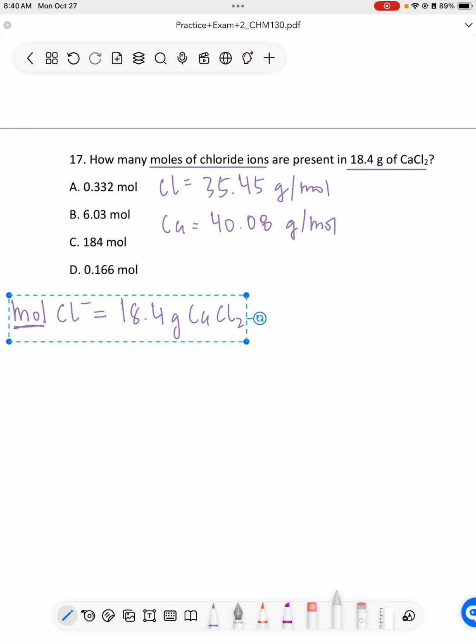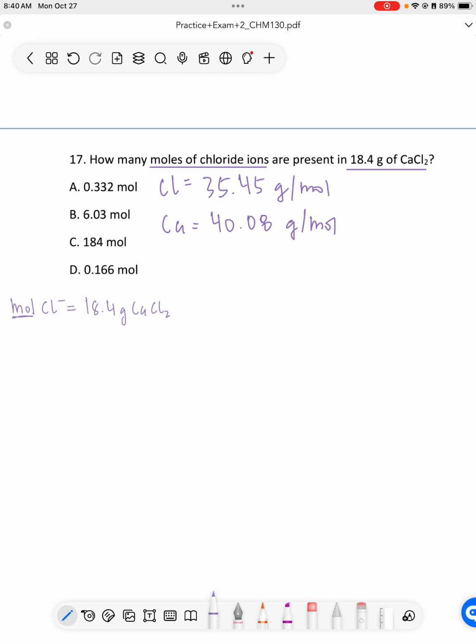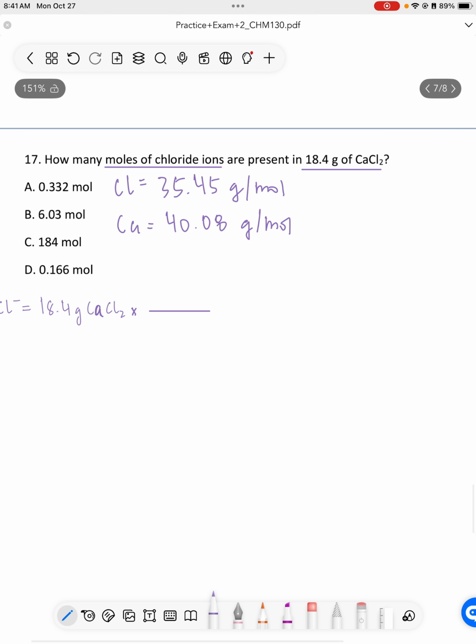Okay, so the first thing that we need to do is figure out how much calcium chloride weighs, because in order to get rid of grams of calcium chloride, we need to use the molar mass. Remember, we want grams of calcium chloride down here. We're gonna want that per mole. So we know that chlorine weighs 35.45 grams per mole and calcium weighs 40.08 grams per mole. We know we have 2 chlorines, so we're gonna multiply 35.45 times 2.